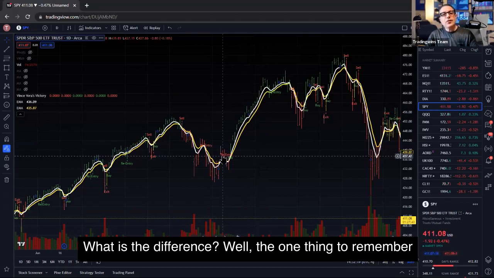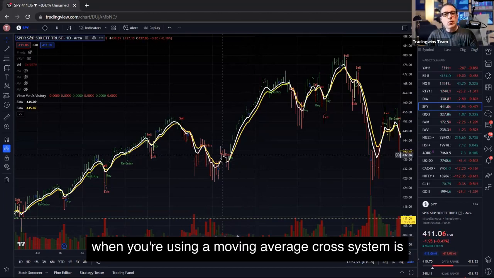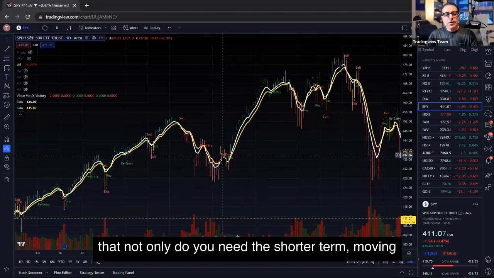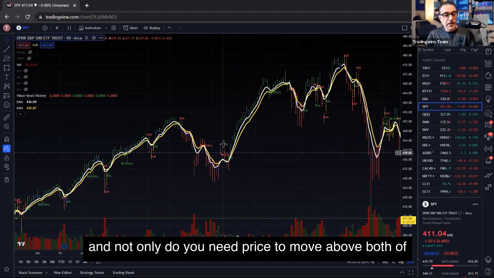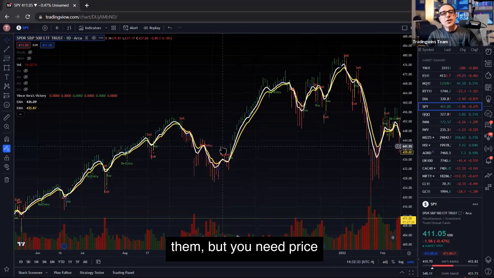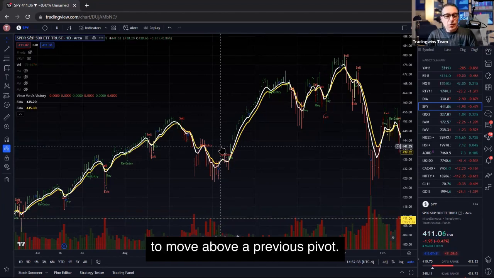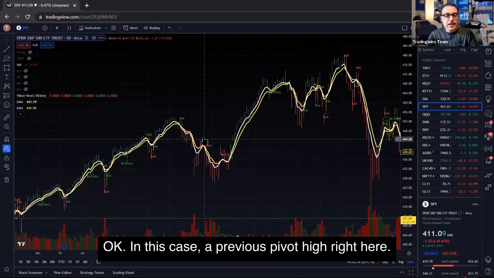the one thing to remember when you're using a moving average cross system is that not only do you need the shorter term moving average to cross above the longer term moving average, and not only do you need price to move above both of them, but you need price to move above a previous pivot. Okay. In this case, a previous pivot high right here.